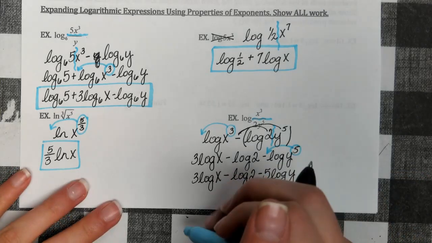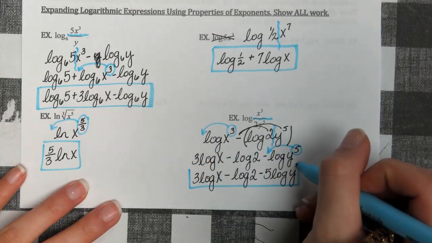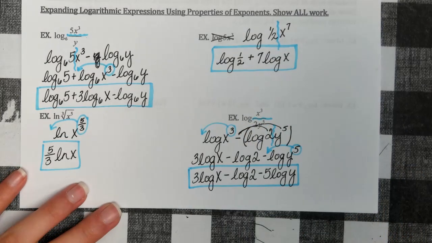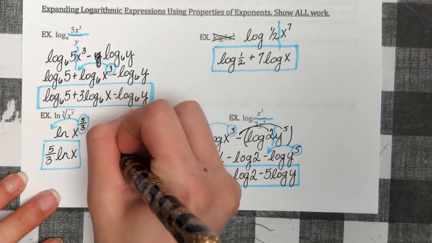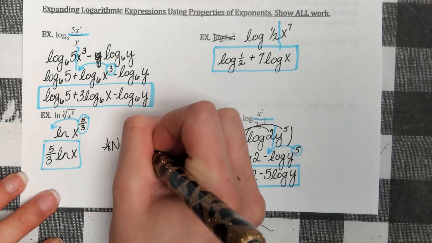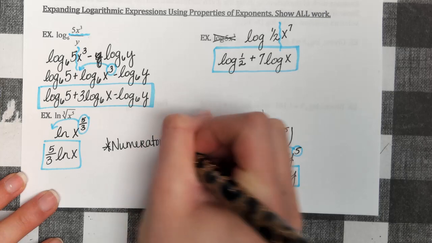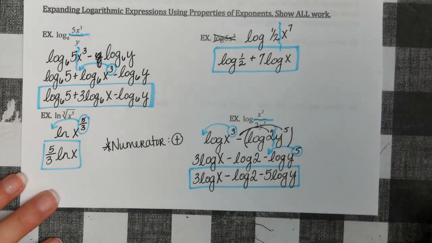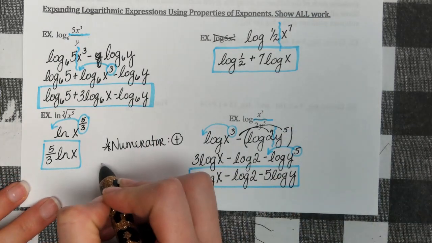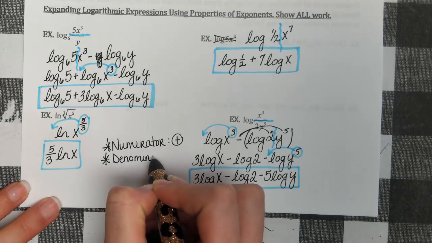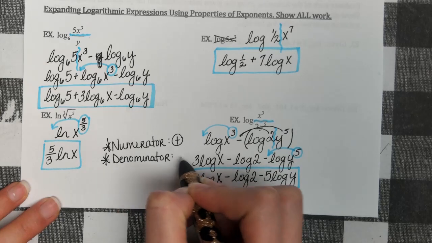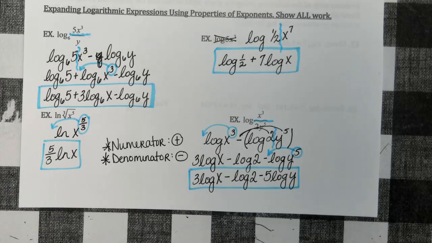Okay? So what I want you to know, because a lot of people make that mistake often, not just once, but often: if you have something in your numerator, you should have a plus in front of that term. If you have something in your denominator, you have a minus. So if I have 5 terms in my denominator, I should have 5 subtraction symbols in front of each term. Okay?